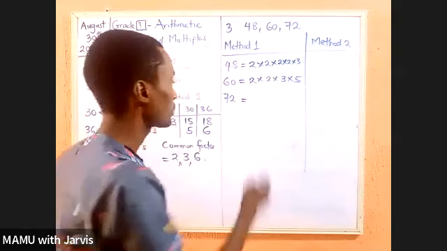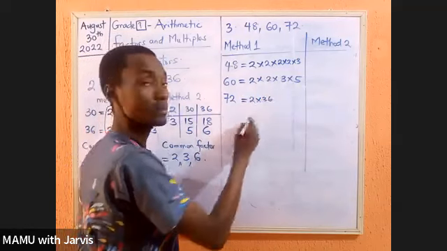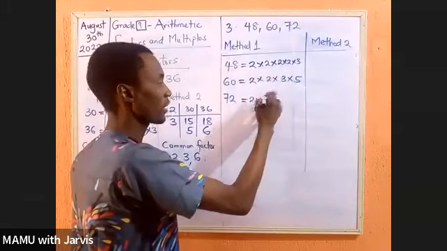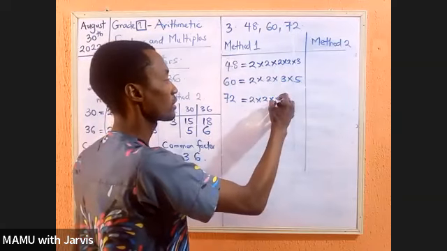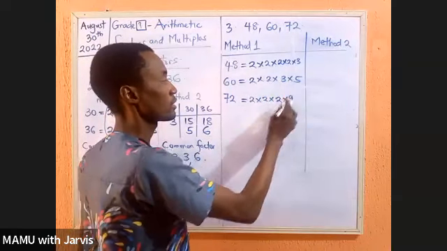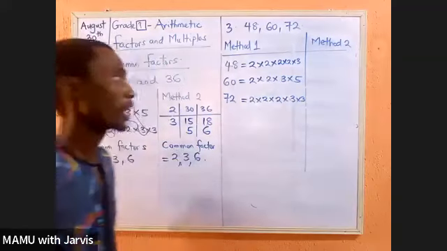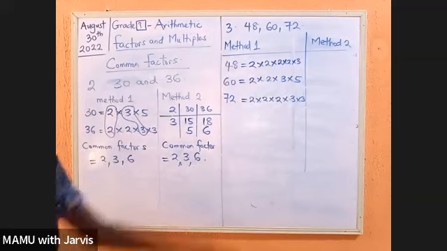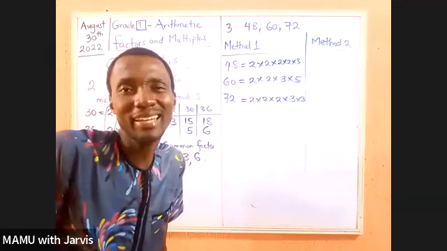Now, I come to 72. What will I have? 2 can divide 72, I'll get 36. 2 can divide 36, I'll get 18. 2 can divide 18, I'll get 9. 3 can divide 9, I'll get 3. So this is what I'm going to have. So now, the next thing I'm going to do is to compare what is common. So I'm going to use another technique now.